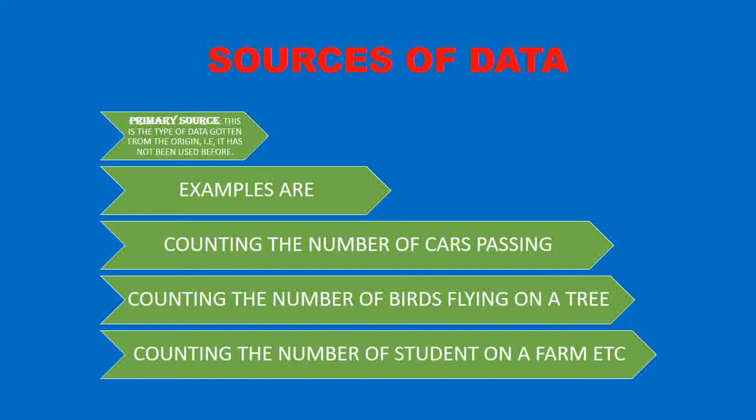In fact, if you take a picture of two birds flying, that too is a primary source of data. So as you can see on the slide, for primary source, for example, if you are counting the number of cars that are passing your street, or the number of birds flying on a tree, the number of students on a farm, and so on and so forth.